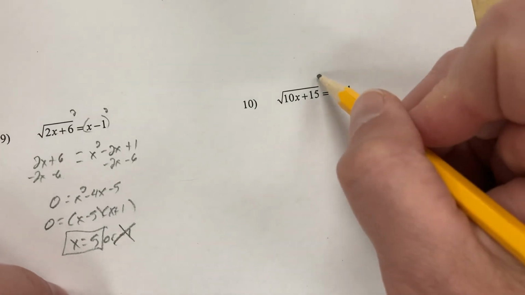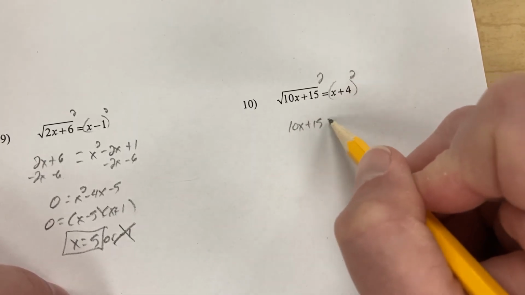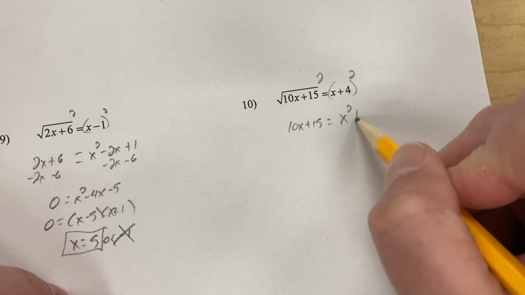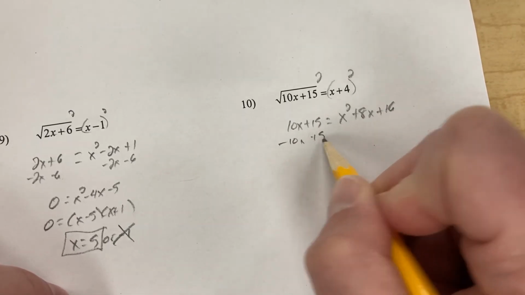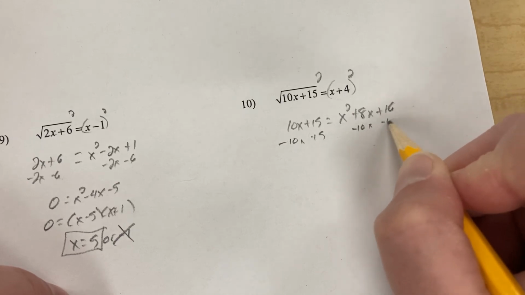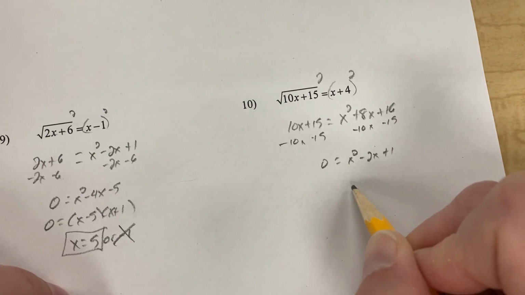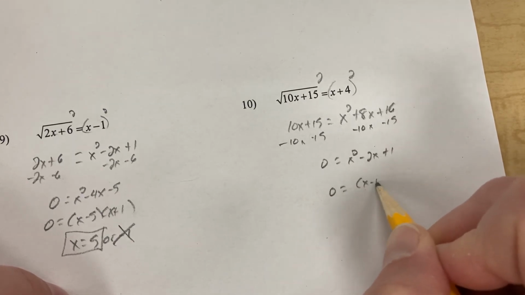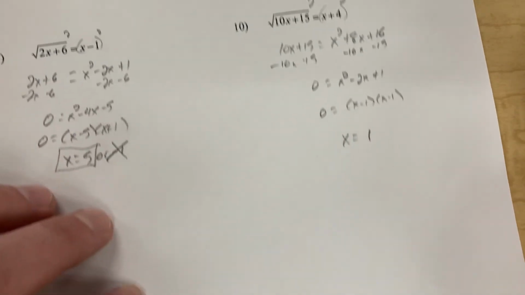And then our last one here, same idea. We're going to square both sides. We're going to get 10x plus 15 equals, and if we FOIL this out, x squared plus 8x plus 16. Subtract these, bring them over to here, which gives us x squared minus 2x plus 1. So that's x minus 1, x minus 1, which means I get x equal to 1. That's our only choice on this one.